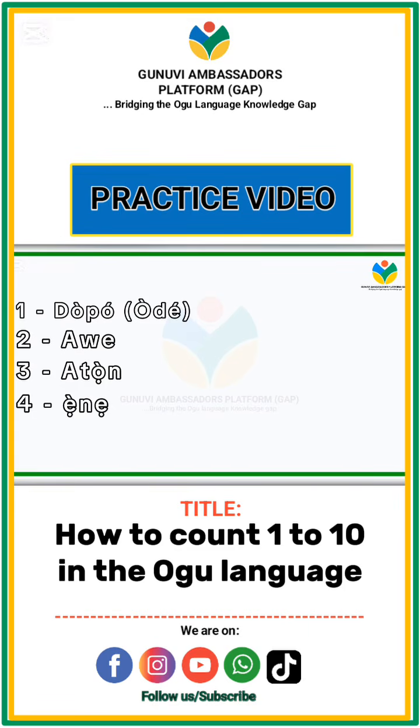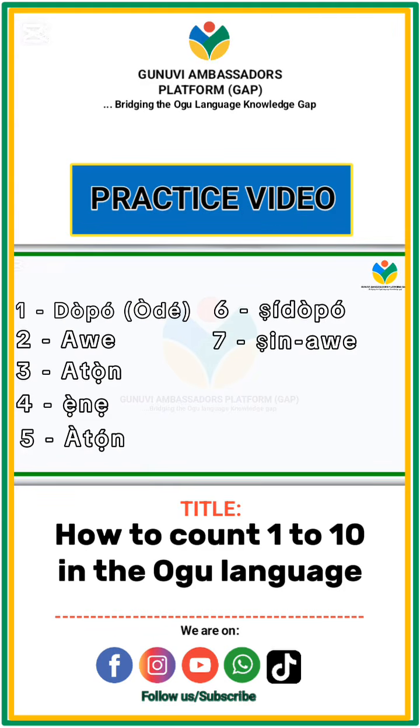4 is called Ene. 5 is called Aton. 6 is called Chidupo. 7 is called Chiawi.